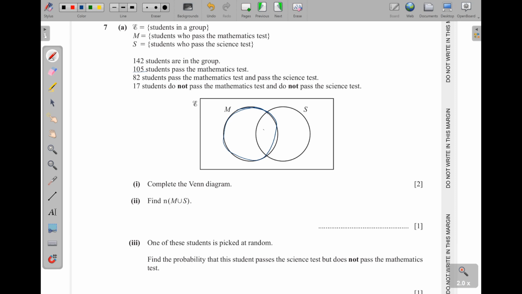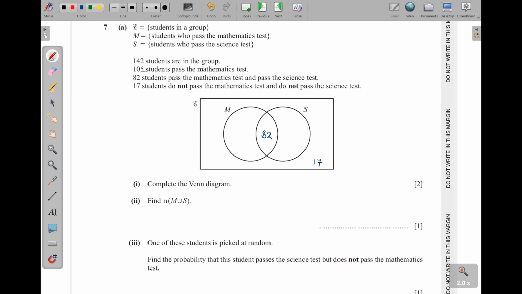That means the 82 is here. Okay. And then 17 students do not pass the mathematics test and do not pass the science test. That means it is outside here. So they are saying now complete the Venn diagram. So we shall begin with 82 here for both of them, and then the 17 here.